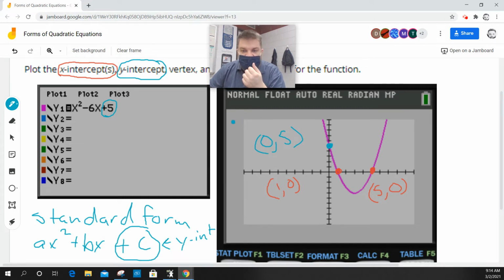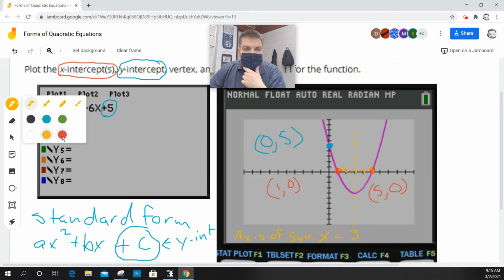Next, we got to do the vertex. Now, the vertex, the line of symmetry on this one's pretty easy. If I go over 1 unit this way, then I got to go over 1 unit this way. If I go over 1 unit this way, then I got to go, it's 3, right? You guys see that? It's just 3. So my axis of symmetry is 3. And I'm going to write that down. Axis of symmetry, x equals 3.